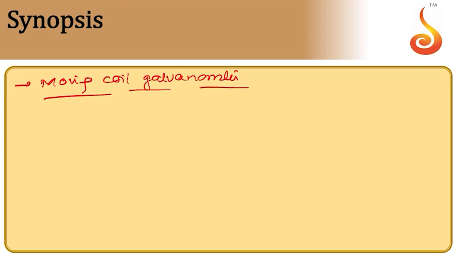So it basically consists of a rectangular coil of a large number of turns of fine insulated copper wire wound over a non-magnetic metallic frame, and this is suspended by a very long and thin wire between the pole pieces of a permanent magnet. The current deflects the coil, and thus the deflection serves as a measure of the current.